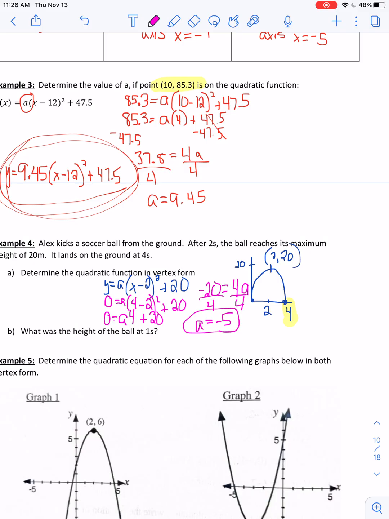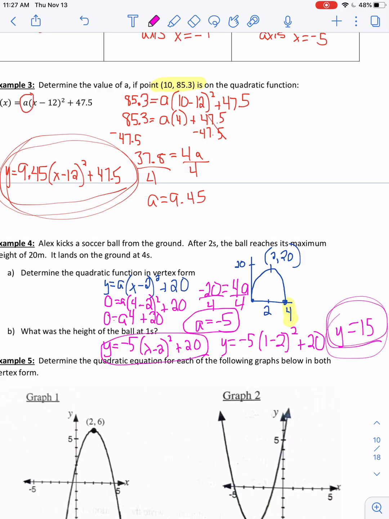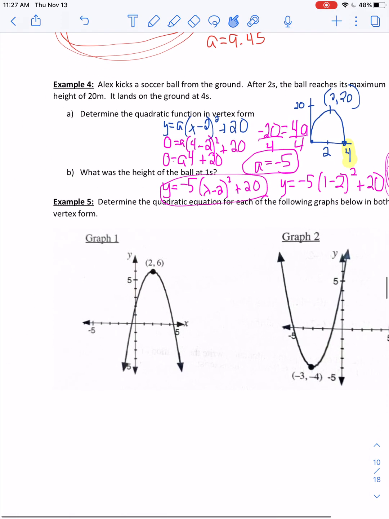So now that I know my a value, I can write my equation, which is y equals -5 bracket x minus 2 squared plus 20. And then for b, it says, what was the height at 1 second? So we can just replace x with 1. And then we'll type that in our calculator. And you should get a y value of 15 when you type it in. Great. Okay, moving on to example 5.